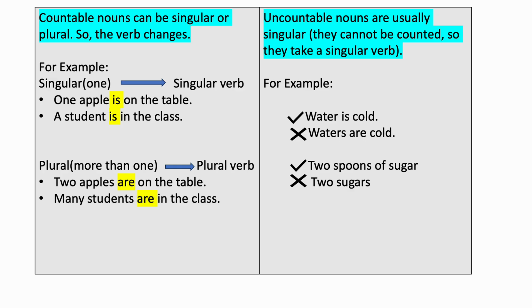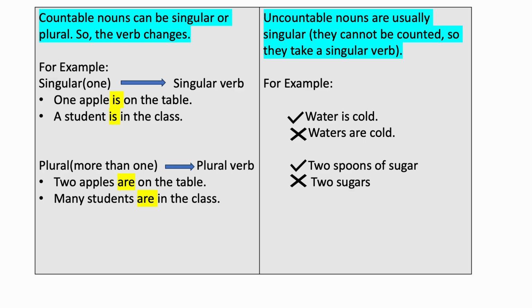Countable nouns can be singular or plural, so the verb changes. There are things that we can count, and they can be one or many. When it is one, then we use a singular verb. For example, one apple is on the table. In this sentence, is is a singular verb. A student is in the class. In this sentence, is is a singular verb.